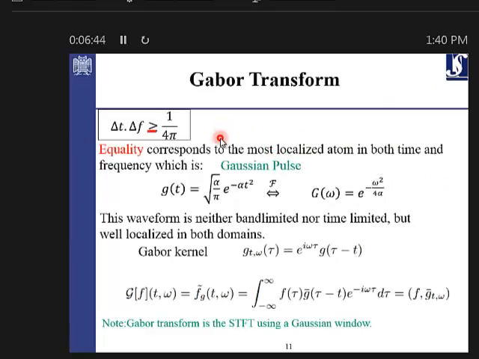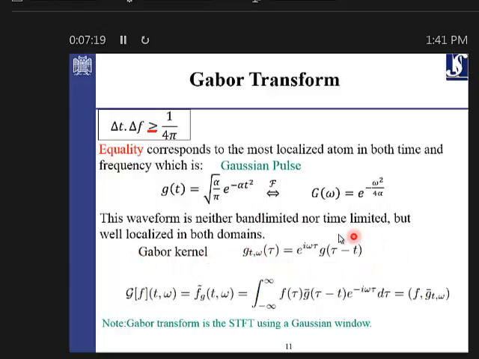Now, the point is that based on the Heisenberg theory, we saw that there is a lower limit for this resolution. And that lower limit would be hit by the Gaussian kernel if we use a Gaussian window. So the Gabor transform is the short time Fourier transform which uses the Gaussian window, exponential window. That's all. So this basis function actually changes to this one in the time domain or this one in the frequency domain. And then if you apply this, that's the kernel.